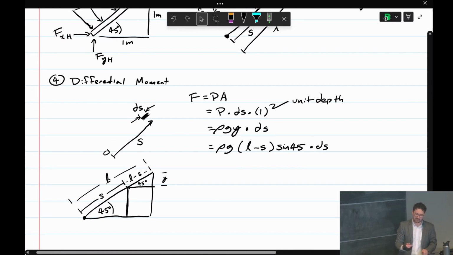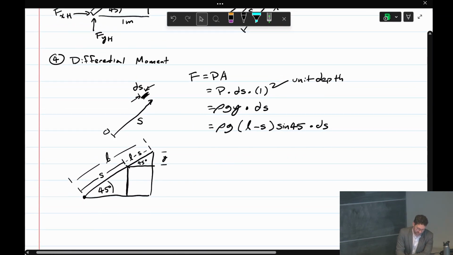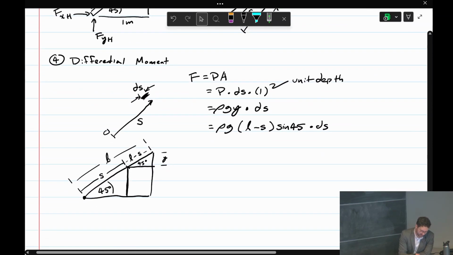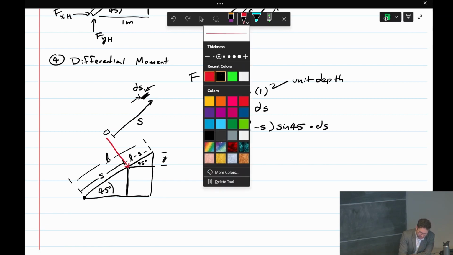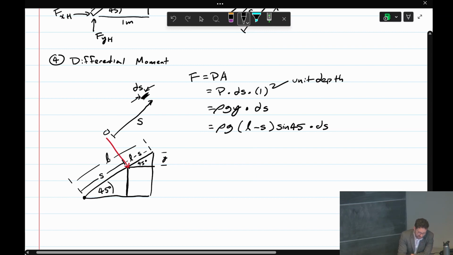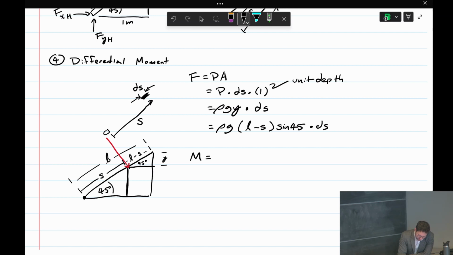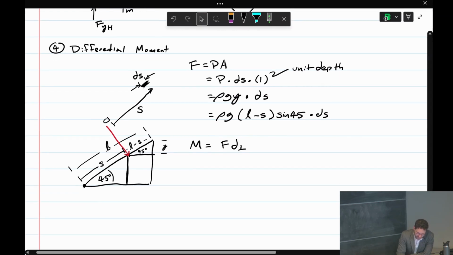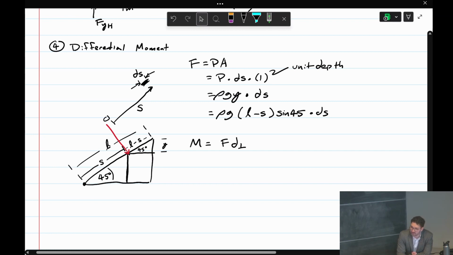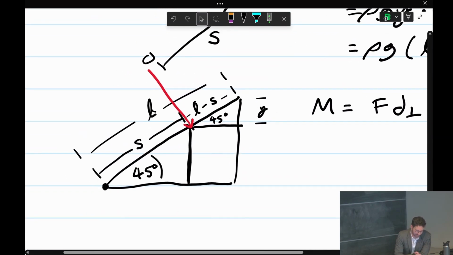So we've computed F, and F is normal to this gate. So that's F of a differential element. So the moment, remember from mechanics, is the force times the moment arm. Can anyone tell me what the moment arm here is for the force F?